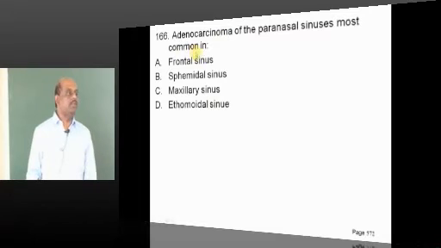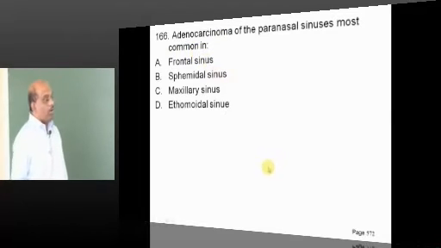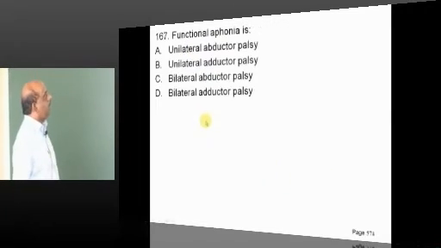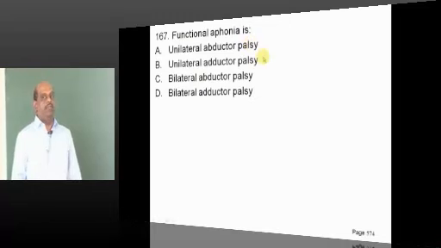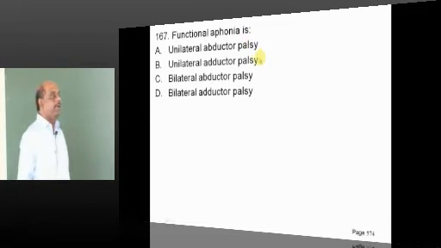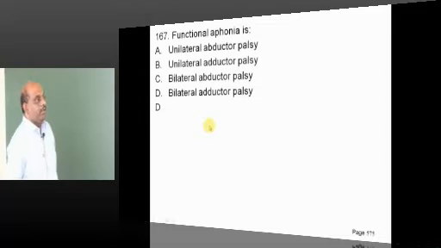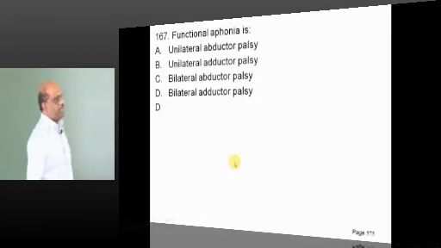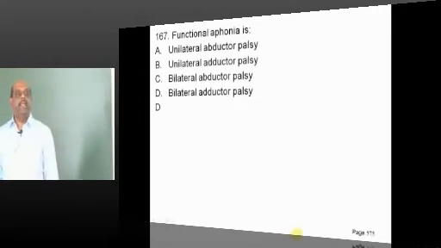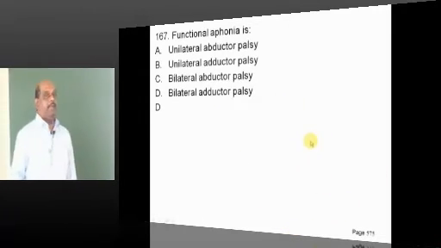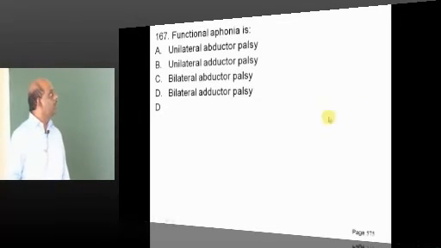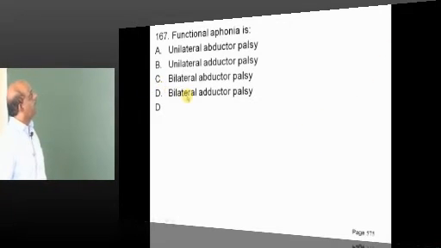Paranasal sinus adenocarcinoma is more common in ethmoidal sinus. Functional aphonia is typically a bilateral adductor. One question on vocal cord paralysis, abductors, is a favorite question. Adductor. Adduction is for phonation.